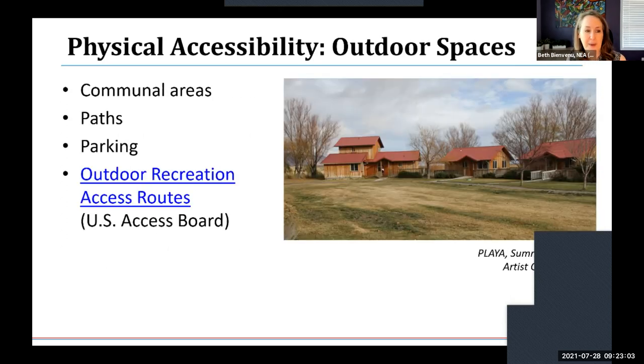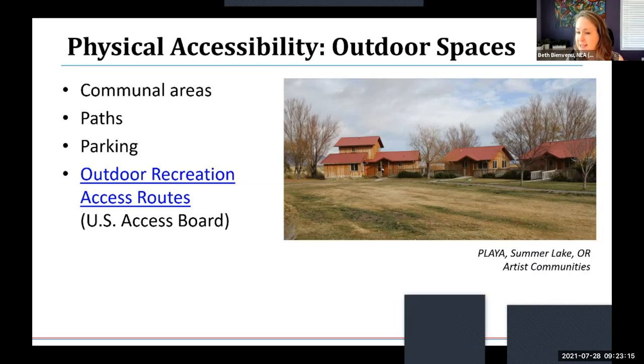Also consider your outdoor spaces, your communal areas, paths, parking, and the US Access Board has information on outdoor recreation access routes, and we can send that link. And there's an image of cabins in an outdoor setting. And this is from Playa in Summer Lake, Oregon, which is also an artist community that has a lot of residencies for people with disabilities. And they received an artist communities grant from the NEA.